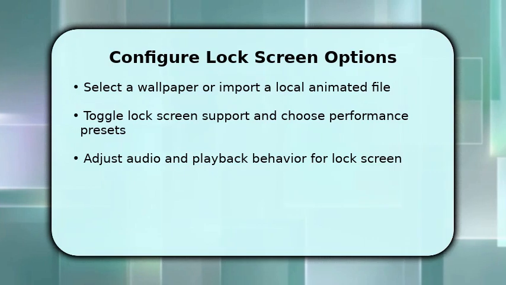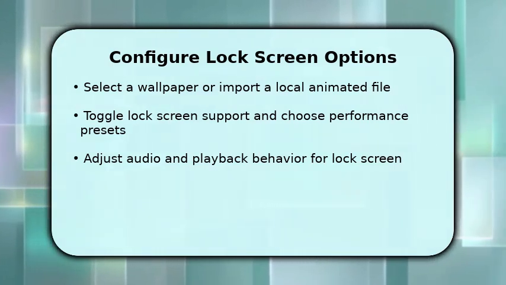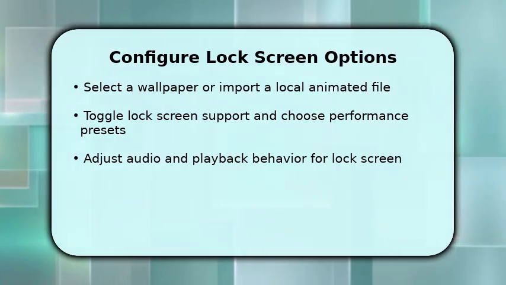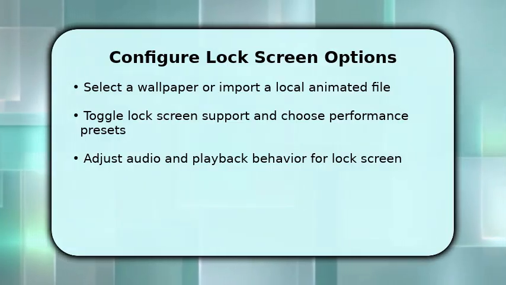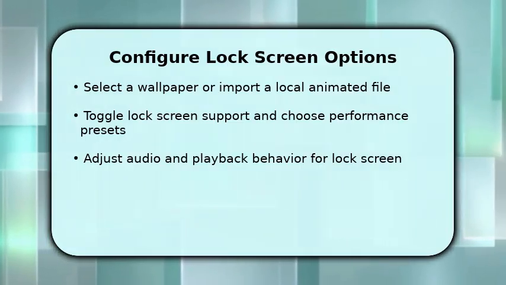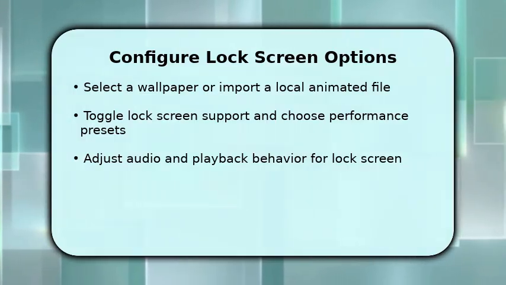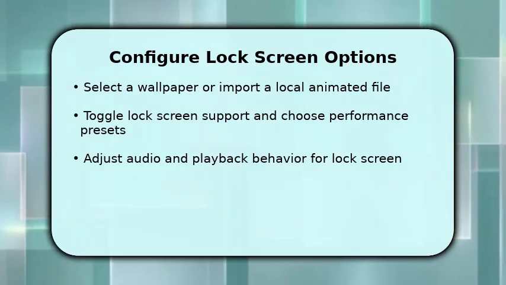Now you pick or import the wallpaper you want and open its properties. You'll enable lock screen support for that item and choose performance settings, lower quality if you want battery savings, higher if plugged in. Make sure playback is set to run when locked and decide whether audio should mute on the lock screen. If the wallpaper is interactive, disable interactions while locked to prevent unintended input.